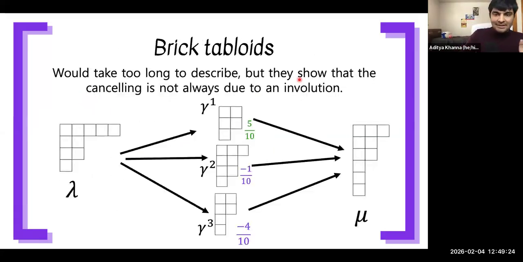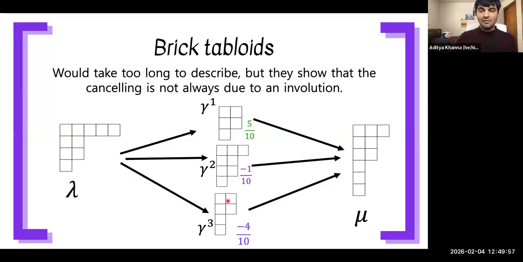And the final thing that I want to point out is I will not define brick tabloids, but we also prove stuff for brick tabloids. But before you leave this talk, I don't want to give you a false impression. It's not always an involution. If you start from an object and end on an object, you could have intermediary objects. For example, in this case, 3 objects come together and cancel out. So it's not always that there is a unique other object that it cancels out with.